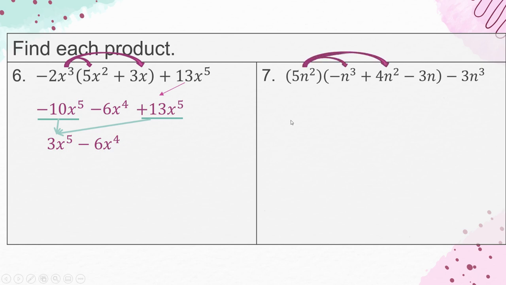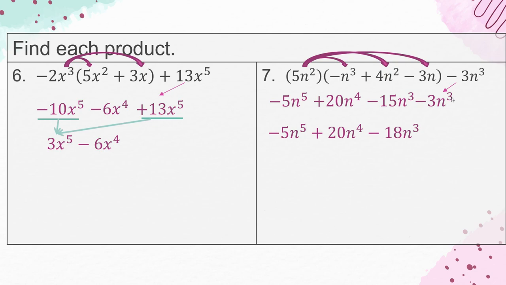Number 7, we're distributing 5n squared. 5n squared times negative n cubed would give us negative n to the 5th. 5n squared times 4n squared would give us 20n to the 4th. And 5n squared times negative 3n gives us negative 15n cubed. And then I'm going to bring down that minus 3n cubed and combine like terms. Like terms have the same variable and same exponent. So minus 15n cubed and minus 3n cubed are like terms. We would combine them to get our final answer.